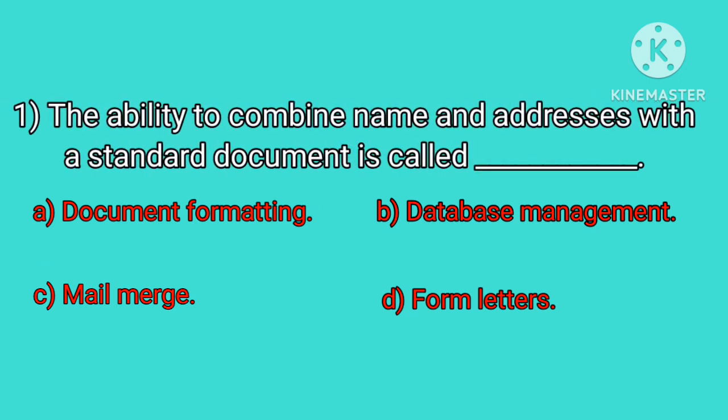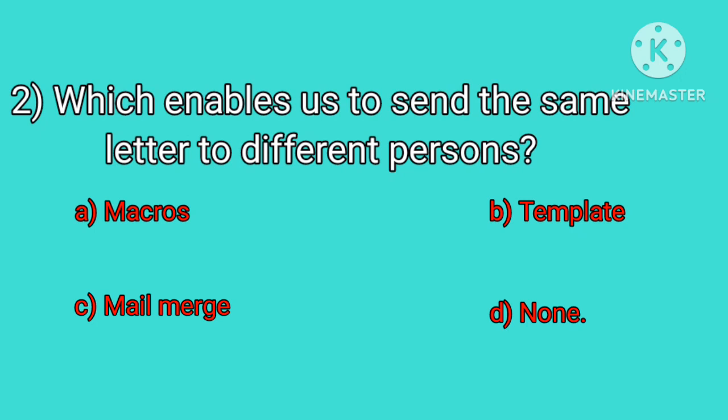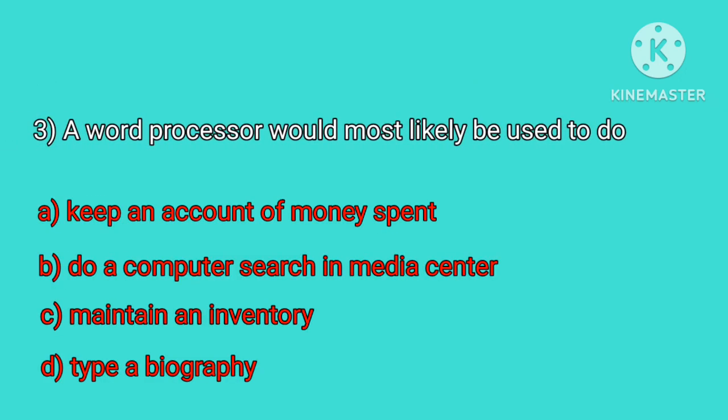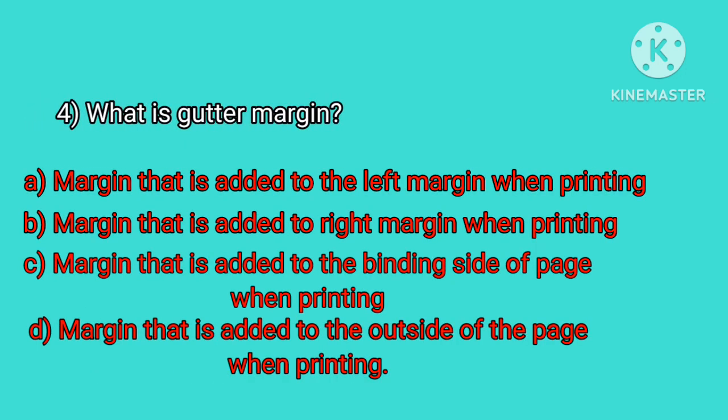The ability to combine names and addresses with a standard document is called mail merge, which enables us to send the same letters to different persons. Mail merge. A word processor would most likely be used to type a biography.